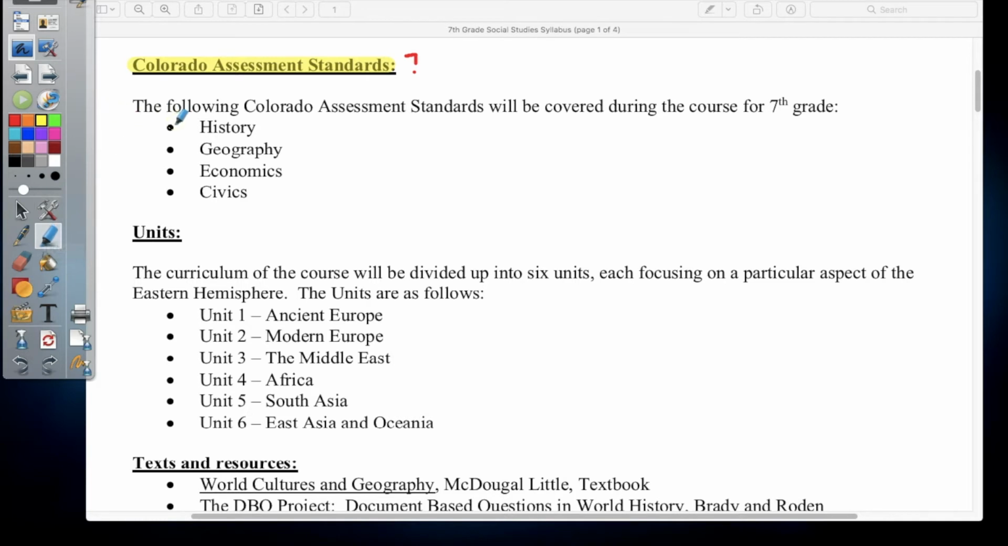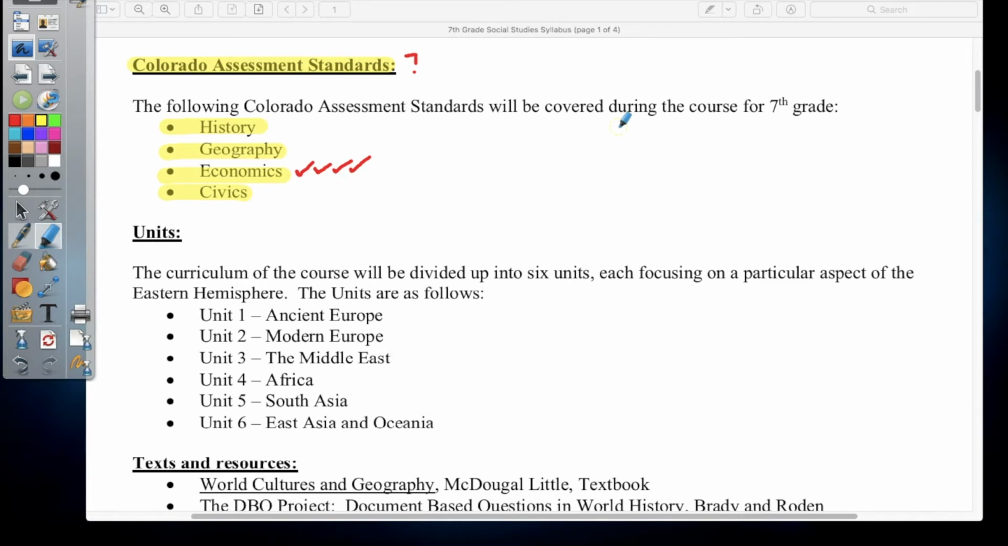So one of the things that we have for Colorado assessment standards, we'll be looking at the history of each of these regions. We'll also be looking at the geography, so the physical geography as well as the political geography of those locations. We're looking at economics, and this one's actually kind of interesting because it's more appropriate now than ever, given the time period that we're living in right now. So we'll be looking at the economics of the Eastern Hemisphere as well. And lastly, we'll be looking at the civics, which is pretty much the government and the politics of the Eastern Hemisphere as well. And that's pretty much how we'll be addressing those standards throughout the entirety of the year.